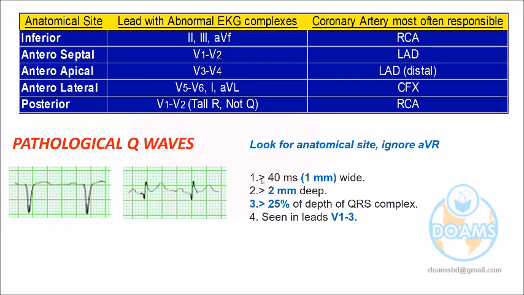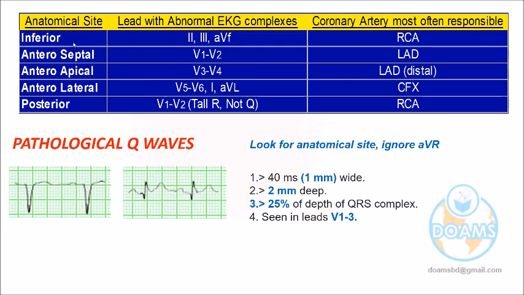And when we consider the pathological Q, we measure the width of the Q as well as the depth of the Q. Depth is very simple, more than 25% of the depth of the QRS complex. Suppose here, you see the black area, this is the Q, and this is the whole QRS complex. If by proportion it is more than 25%, that means more than 1/5 of the QRS complex, then it will be abnormal.